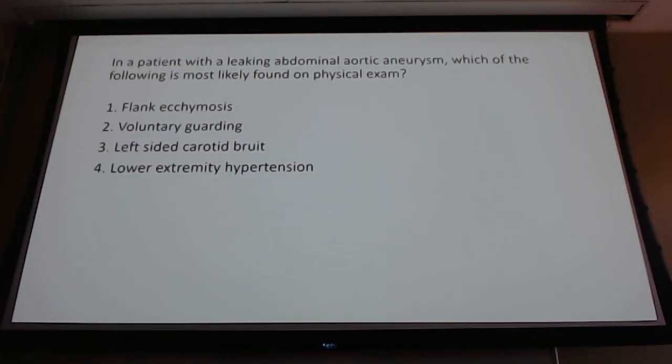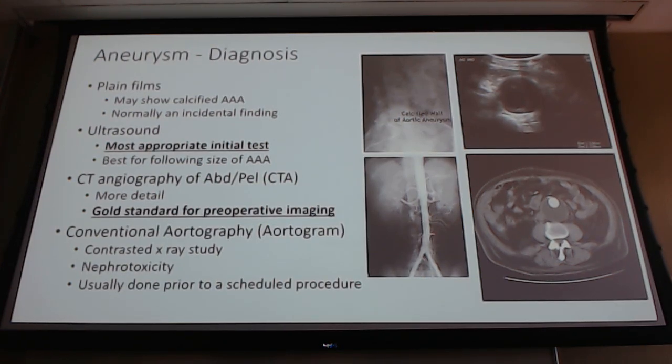All right. In a patient with a leaking abdominal aortic aneurysm, which of the following is most likely found on distal exam? What do you think? 1? 2? 3? 4? You're going to have that flank ecchymosis. Absolutely.